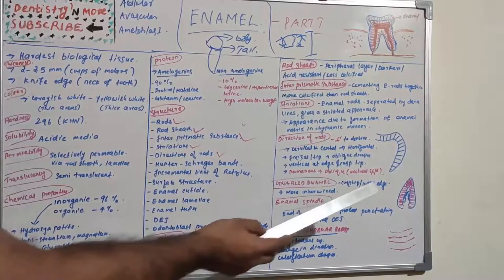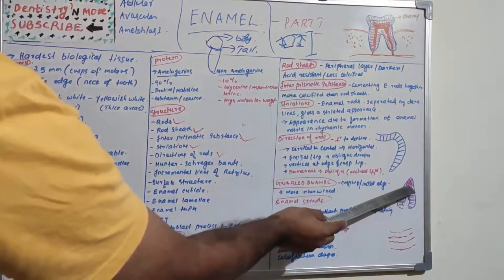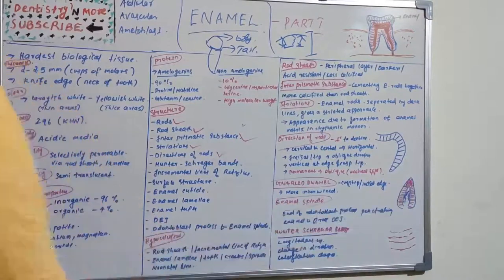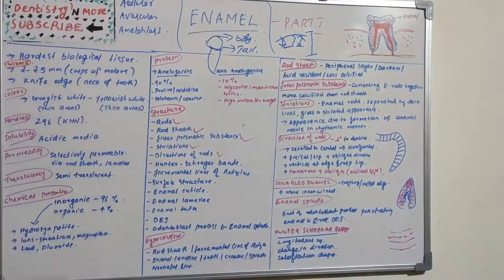What happens is, this is the incisal tip or cusp tip. The bundles of rods seem to intertwine more irregularly, especially in a section which is cut obliquely. So this optical appearance of enamel is called gnarled enamel.